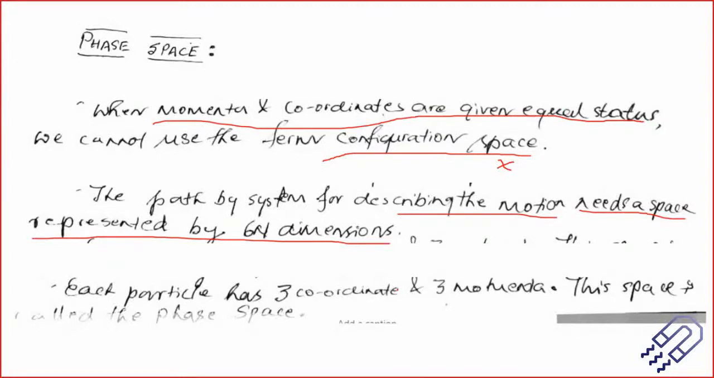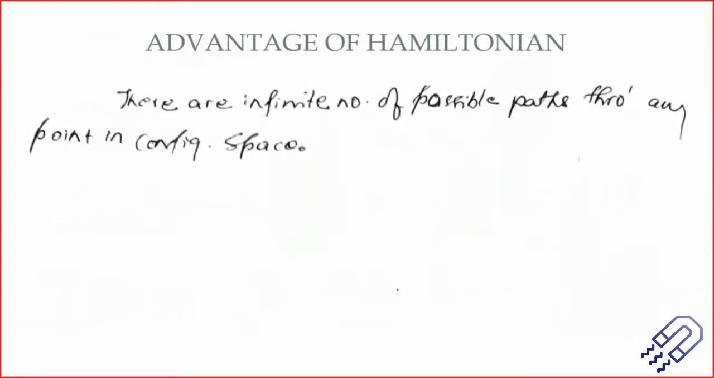Okay, so that is why phase space is important, and not configuration space only. So what are the advantages of Hamiltonian? I think now it is very clear to all of us. Even if I don't give you this slide, you can write down at least 2 or 3 advantages.